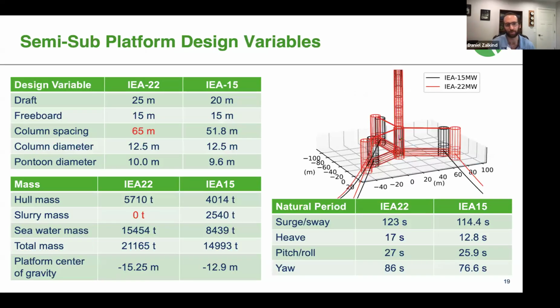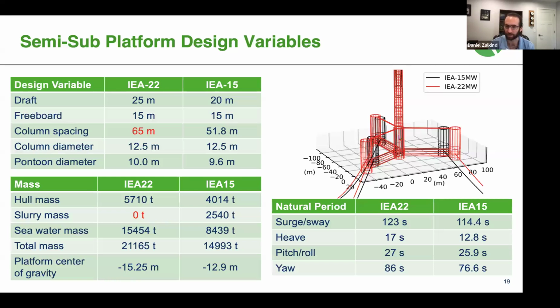Here we go. Cool. So here's a comparison between the 22 megawatt platform and the 15 megawatt platform. You can see the geometries here on the right, and it looks like a nice scaled up version of the 15 megawatt platform. Our draft increases from 20 to 25 meters. We kept the freeboard at 15 meters, but our column spacing was really the main thing that increased, from 51 meters to 65 meters.